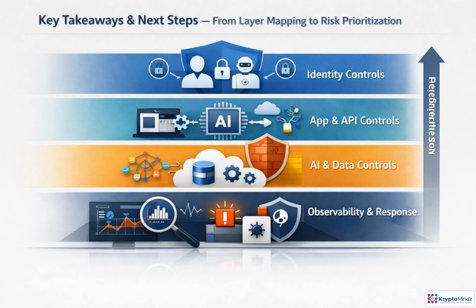Layer mapping gives structure to AI security. Identity protects people and machines. App and API controls defend entry points. AI and data controls govern models, RAG, and providers. Observability turns signals into action. Next, we use this map to prioritize risks, ownership, and investment.